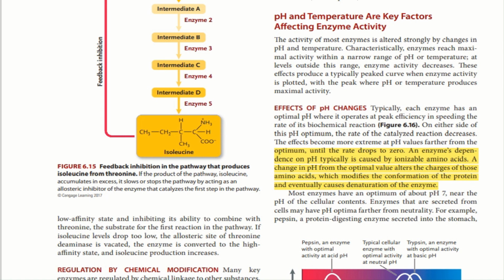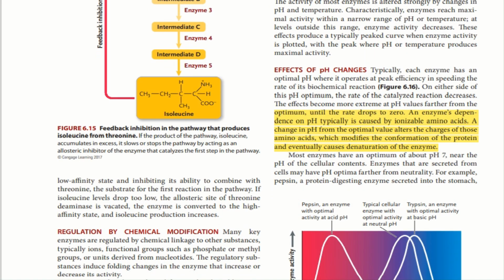An enzyme's dependence on pH typically is caused by the ionizable amino acids. A change in pH from the optimal value alters the charges of those amino acids, which modifies the conformation of the protein and eventually causes the denaturation of the enzyme.